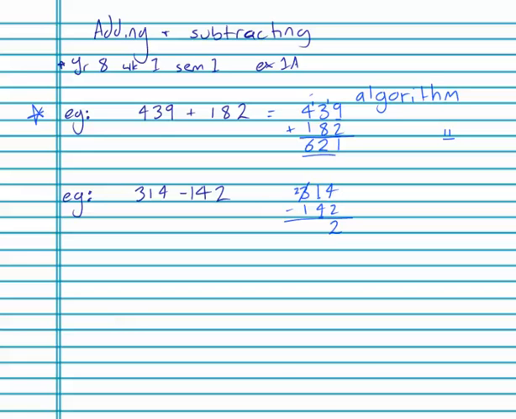So of course I borrow. I did have 3 here. Take away 1 of those, leave 2, and move it to here, so I've got 11 in that column. 11 minus 4 gives me 7. 2 minus 1 gives me 1. Got an answer of 172. So those are the algorithms to use when we're adding or subtracting numbers.